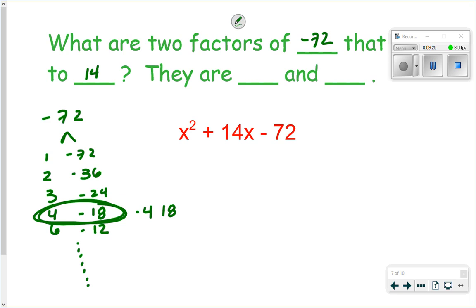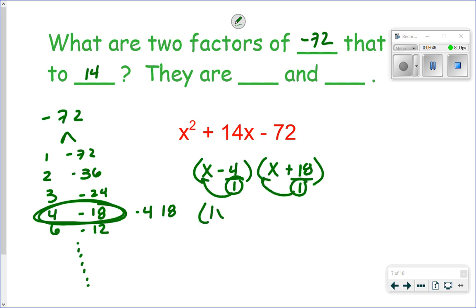Okay, now I'm on the step where I can write my binomials. So I'm going to make my parentheses, fill in my x, and I'm going to have minus 4 plus 18. Now I need to divide by a, which is going to be 1 this week, but next week it's going to change. And then take that bottom number and kick it out front. It's 1x minus 4, 1x plus 18.